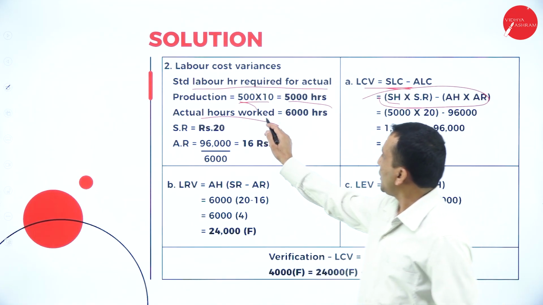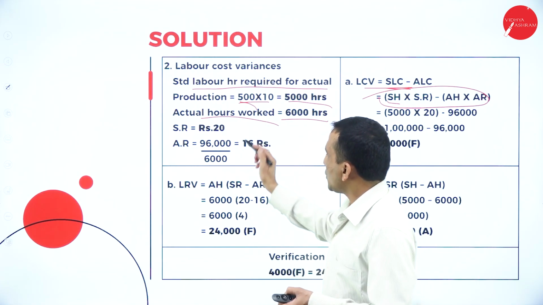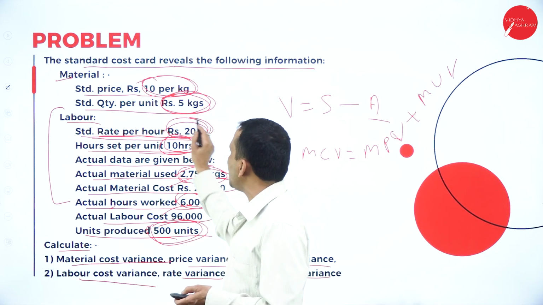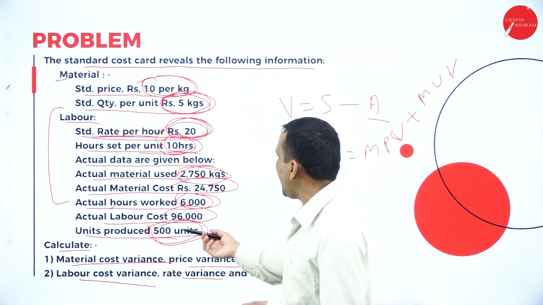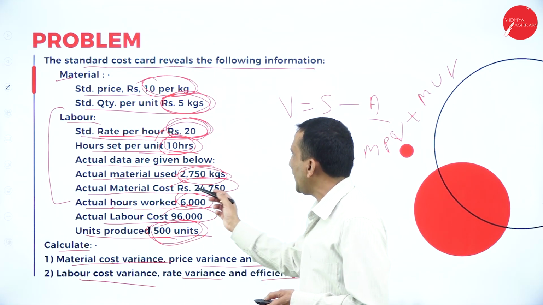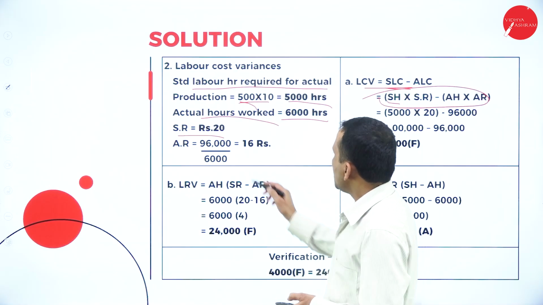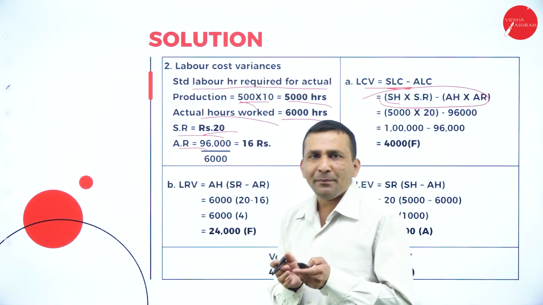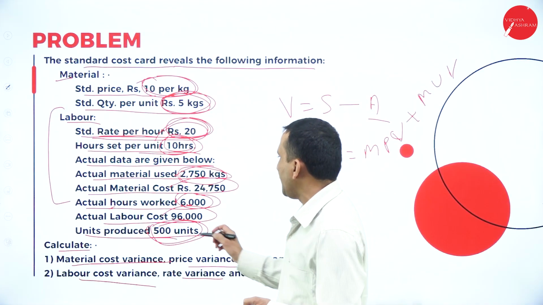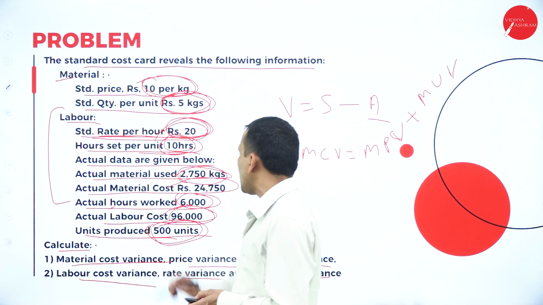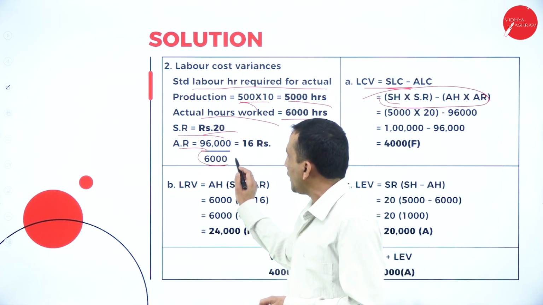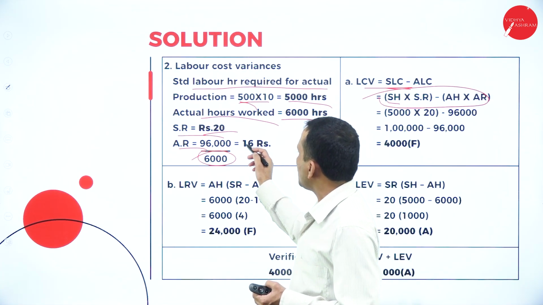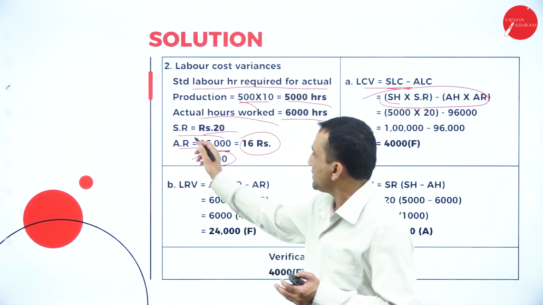So we have the information. Next, the standard rate is also given, we need to refer to the standard rate, which is 20. Now, how do we identify the actual rate? The labor cost value is given here: labor cost value 96,000. Actually worked for 6,000 hours. So 96,000 divided by 6,000, we are getting 16 rupees. That is the actual rate.